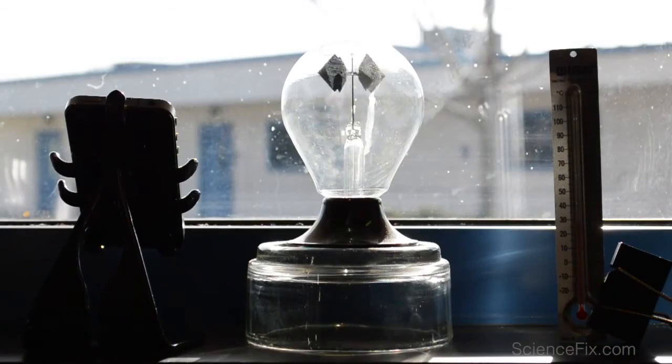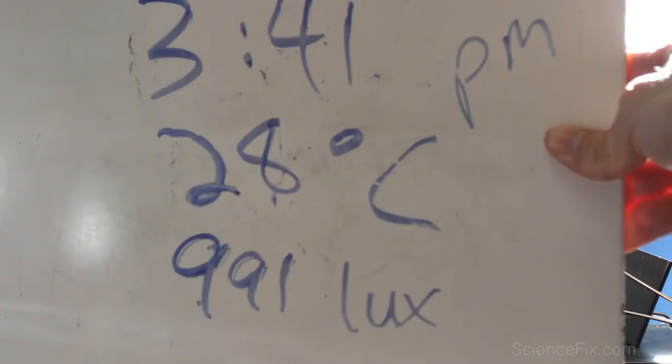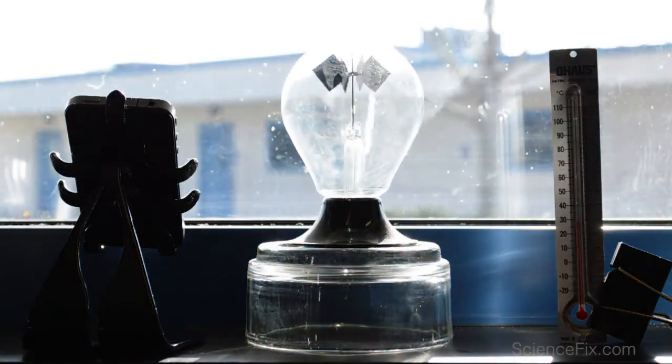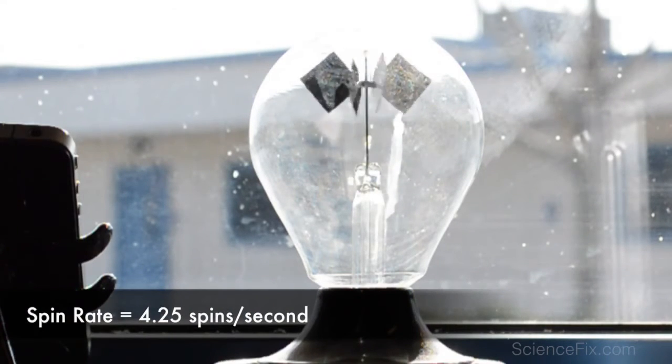It looks like the spinning rate has increased dramatically. The time at this point is 3:41 p.m. The temperature is 28 degrees Celsius, and the amount of light is 991 lux. Let's see what the actual spinning rate is. It's 4.25 spins per second.